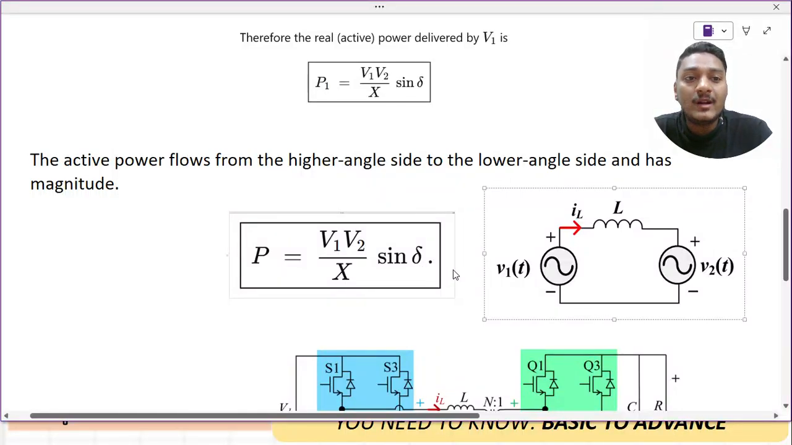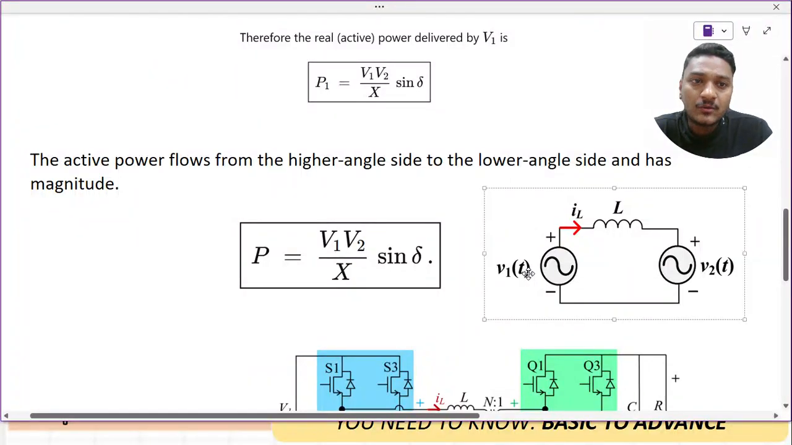And who will decide whether the power flows from V1 or V2? It is decided by this particular angle del, which is the angle between V1 and V2. If del is positive, power will flow from V1 to V2. If del is negative, power will flow from V2 to V1. So who is controlling the power here? The power is controlled by controlling the variable delta. This del controls the power flow from V1 to V2 or V2 to V1.